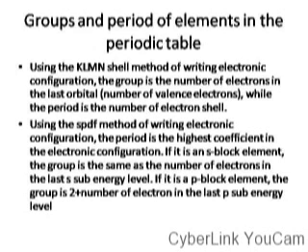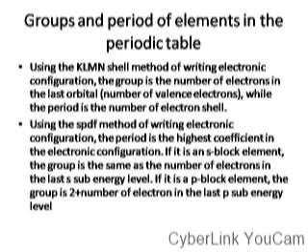Now, from the electronic configuration of an element, it is easy to determine the group to which the element belongs or the period to which the element belongs. If you use the KLMN method of electronic configuration to determine the group, the number of electrons in the outermost shell is the group to which the element belongs. While using the SPDF method, there is another method of determining the group and the period. So let's look at the KLMN method first.